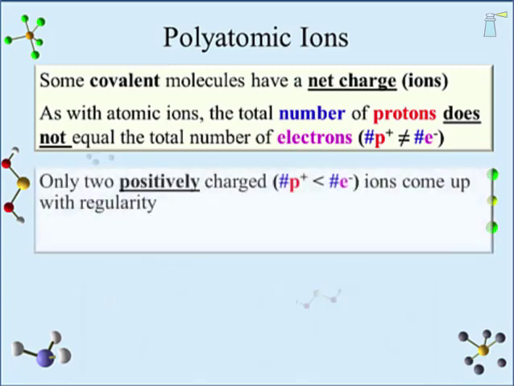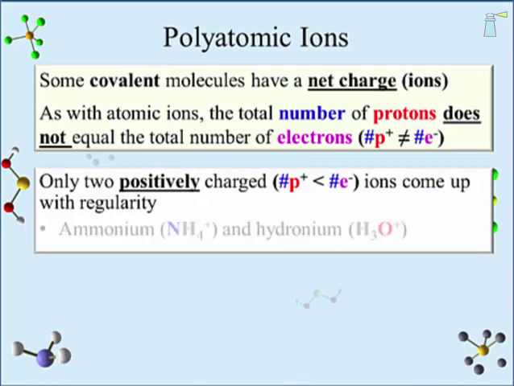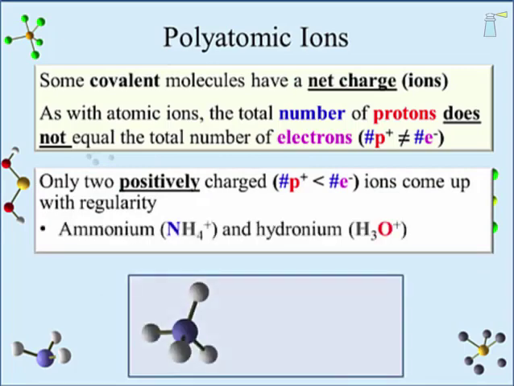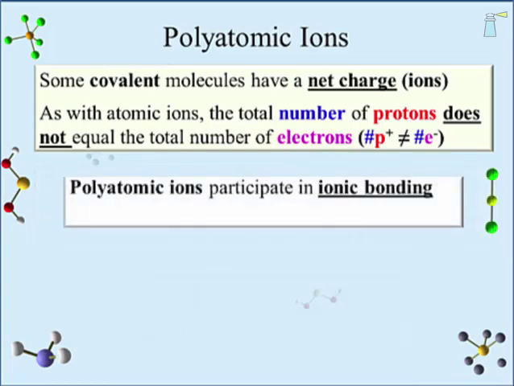On the other hand, there are only two positively charged ions, more protons than electrons, that come up with regularity. And these are ammonium, NH4, with a +1 charge, and hydronium, H3O, also with a +1 charge. While polyatomic ions are atoms that are covalently bound to each other, the fact that they are charged means that they can participate in ionic bonding.